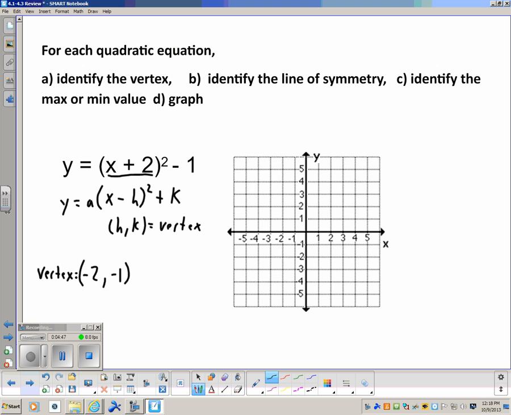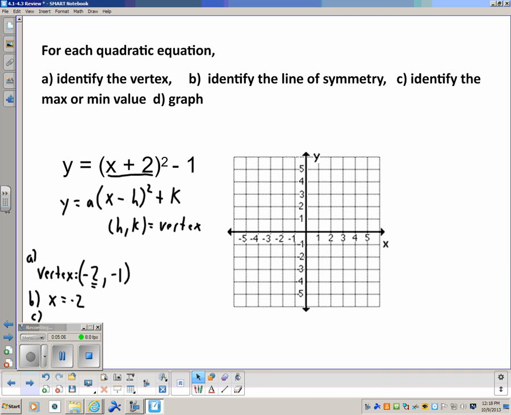Now you could graph it on your graphing calculator too and see where the vertex is sitting if that doesn't make sense to you. So my vertex, I've identified it. That was part A. Gonna make sure I answer all my parts here. It says identify the line of symmetry. The line of symmetry always goes to the x value of the vertex, so x equals -2.